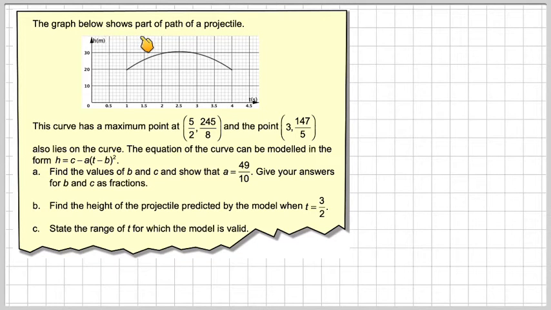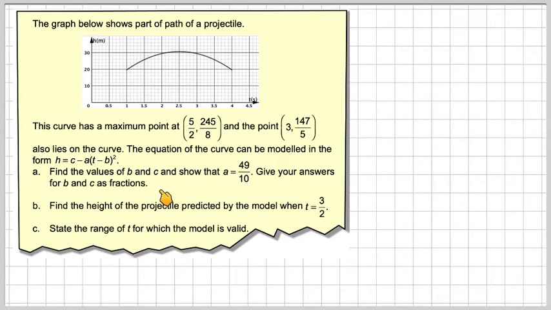The graph below shows the path of a projectile. The graph has a maximum point at (5/2, 245/8), and the point (4, 147/5) also lies on the curve. The equation of the curve can be modelled in the form h = c − a(t − b)².